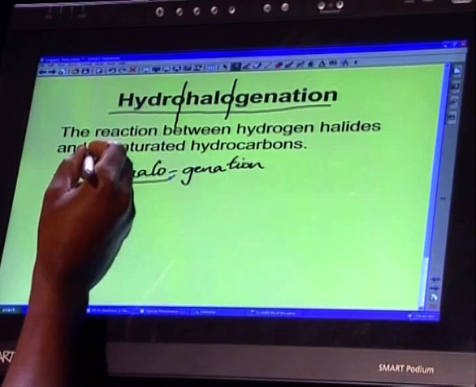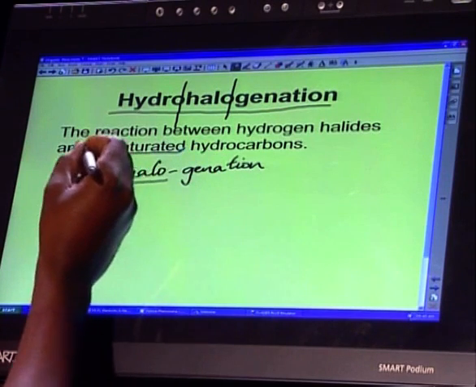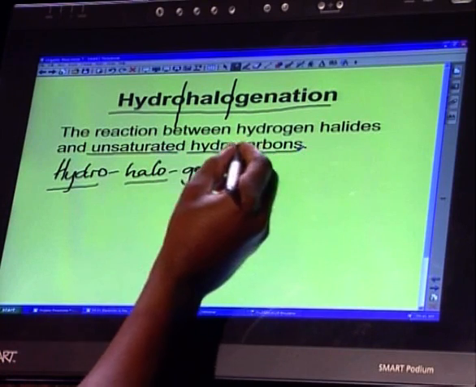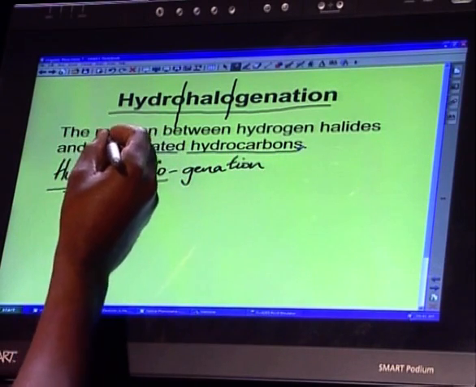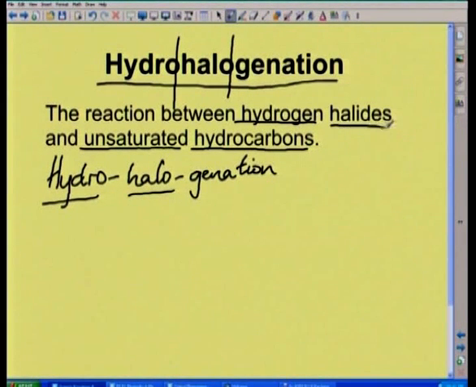Now, let's look at an example. But then we need not to lose focus of the fact that we're talking about unsaturated hydrocarbons. So when we're talking about these reactions, we're saying this is a reaction between a hydrogen halide and an unsaturated hydrocarbon. Now, what are hydrogen halides? Hydrogen halides are substances like the following. Let me start with the one that you are so familiar with. You should be working with this one a lot. It's an acid, hydrochloric acid, HCl.